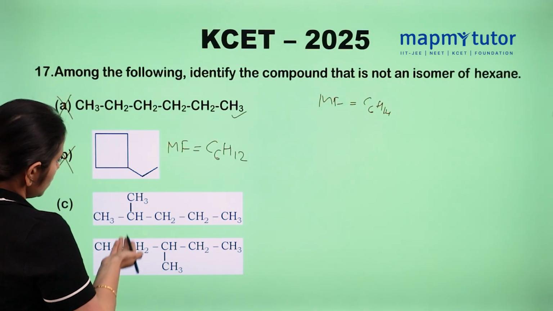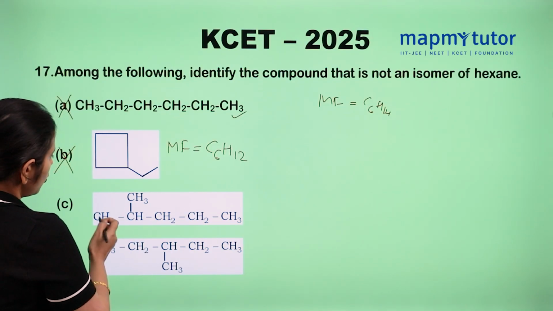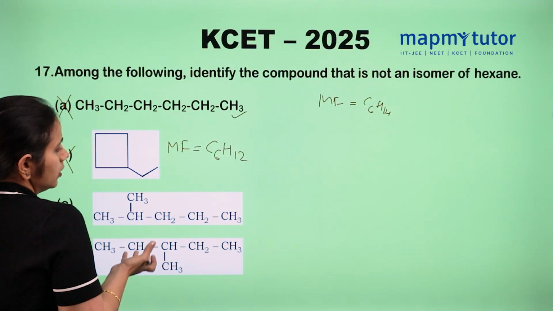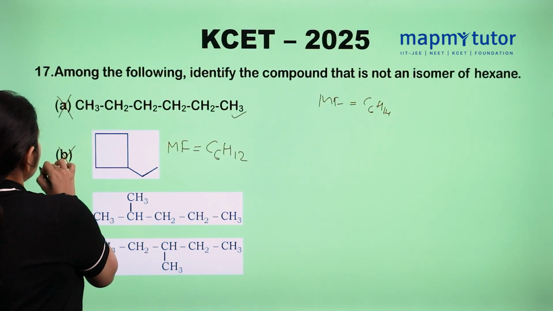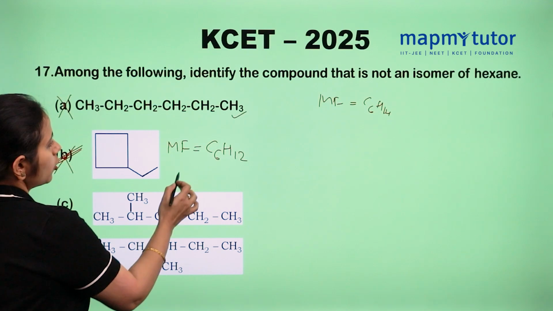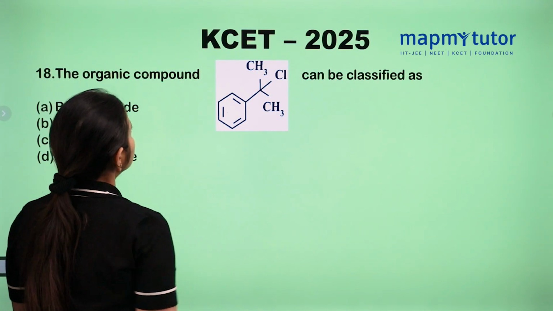Okay. Here you can see from the other option as well. This is an isomer of hexane. This is also 1, 2, 3, 4, 5, 6. We can write hexane in this way. So this is the right answer. This is not an isomer of hexane, because the molecular formula is different. Fine. Let's move to the next question.